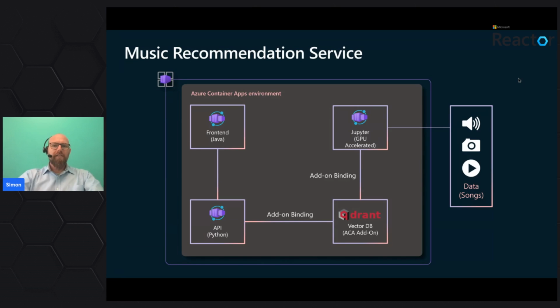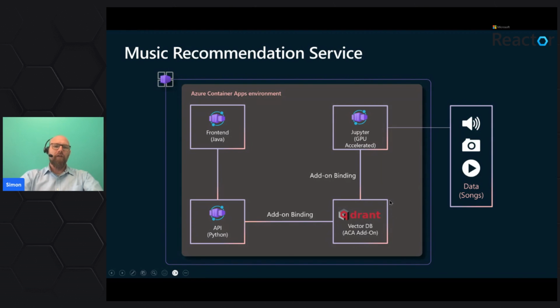All right, here we can see the overall view of the service. On the right-hand side are our inputs. In this case, surprise, surprise, this is a data set with about 11,000 songs that's available on Kaggle. These songs are going to be processed by a data scientist who will use Jupyter, something very familiar to data scientists. We're going to be building fingerprints, also called embeddings, for these songs throughout this process. And these will be stored in our vector database, which is an Azure Container Apps add-on.